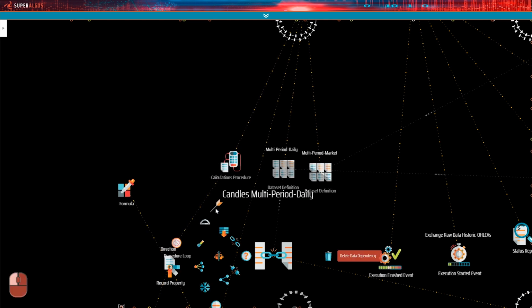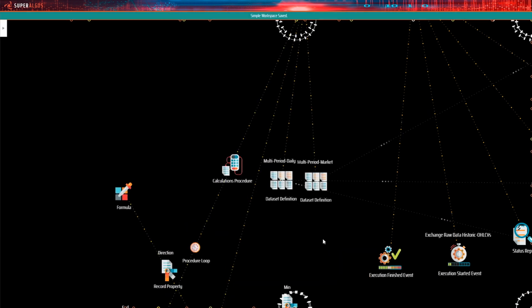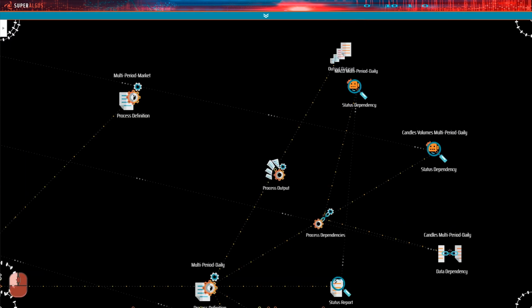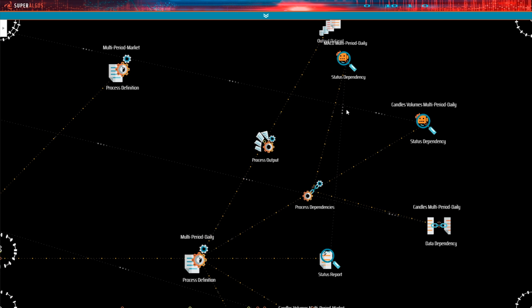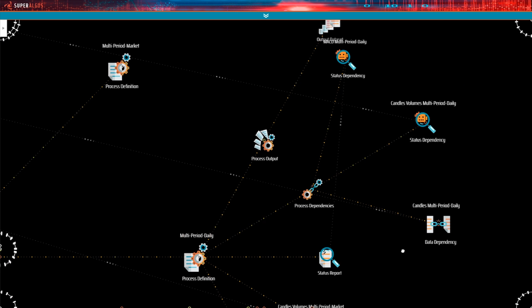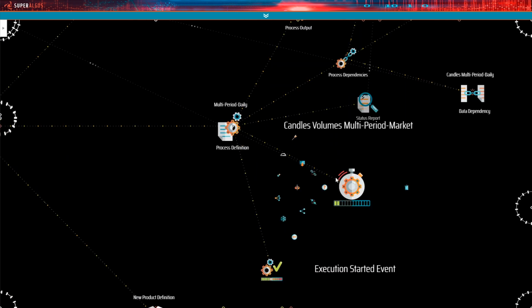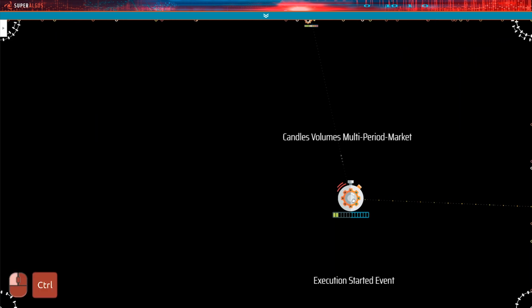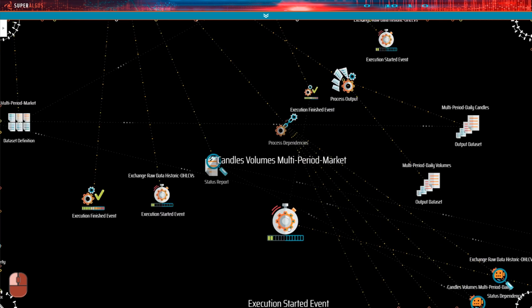Good. So now we go back to our indicator. The self-reference stays as is, pointing to the process's status report. And now I'll adjust the execution finished event, removing the reference from the multi-period market process of candles volumes and establishing it with the multi-period daily process instead.